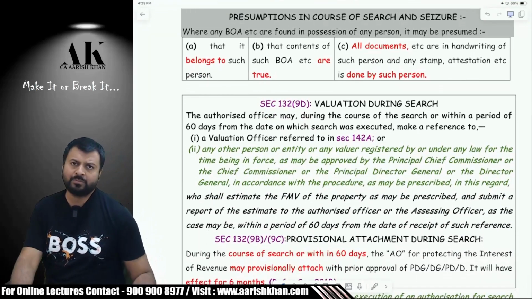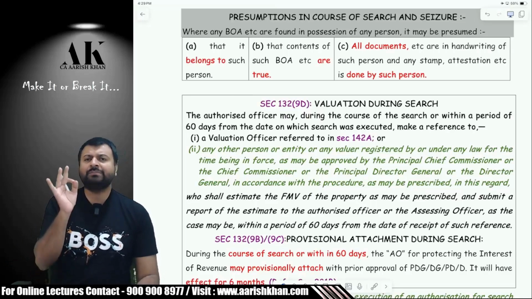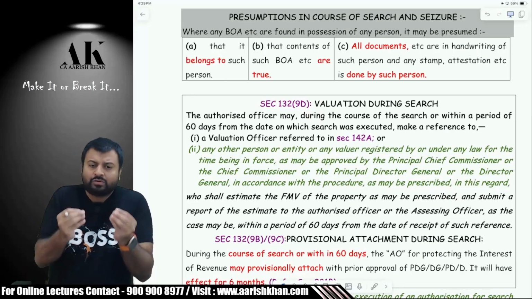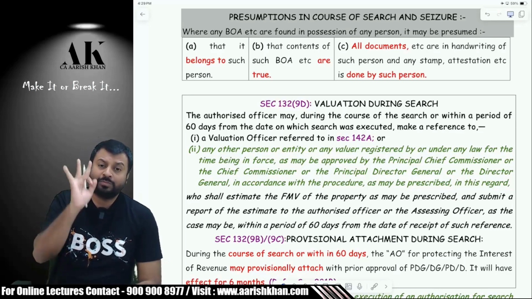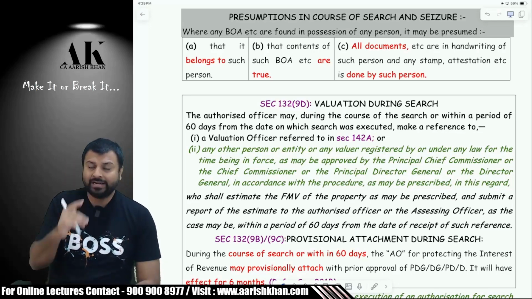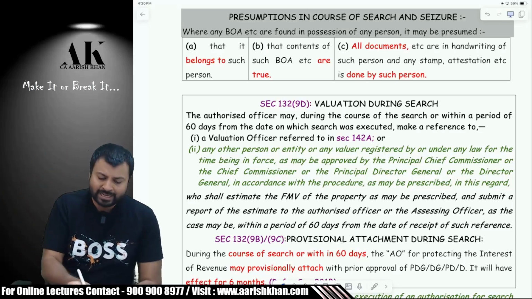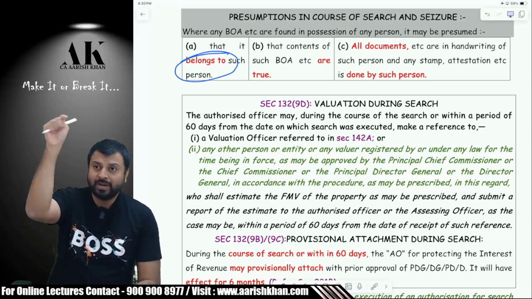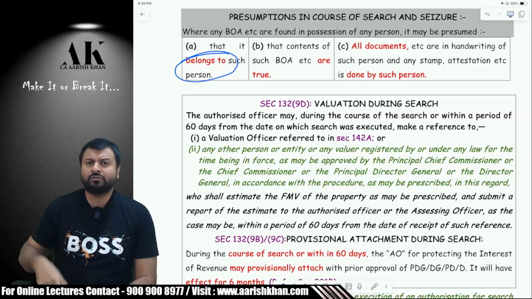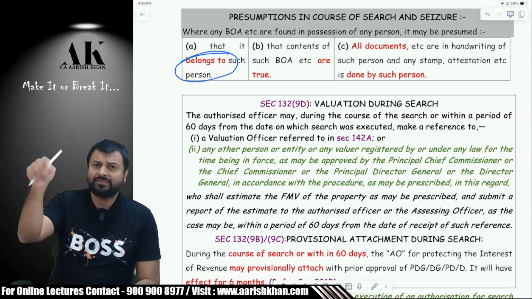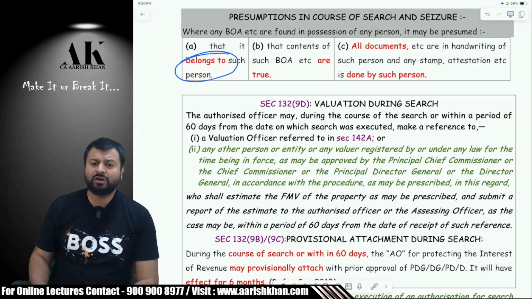That is a very important provision for the exam. Presumptions in the course of search and seizure. What are the presumptions that an officer will make in the course of search and seizure? There are three presumptions that the officer has to make during the search and seizure. If he finds something in the hands of some person, then he has to say that it belongs to such person. It belongs to you. Now you prove it. If it does not belong to you, then it belongs to which person? So if anything is found in possession of any person, it belongs to such person. This is the first presumption that the officer will make.